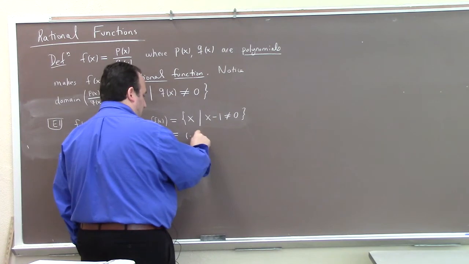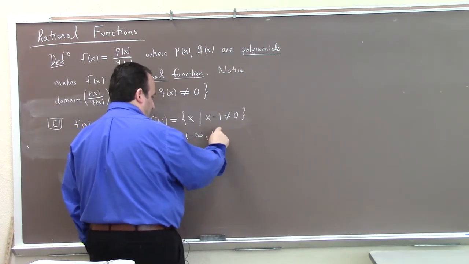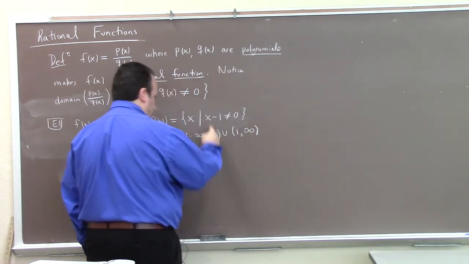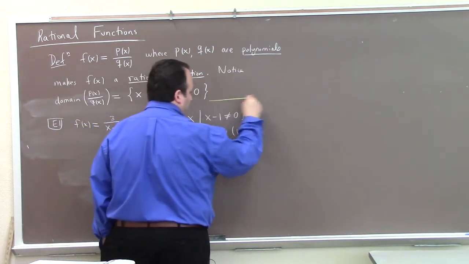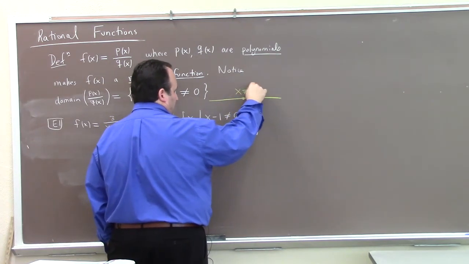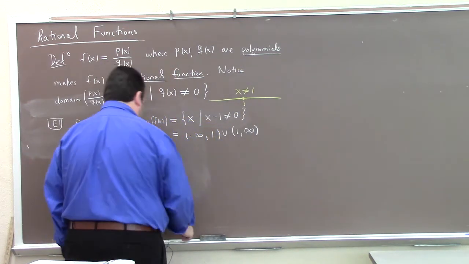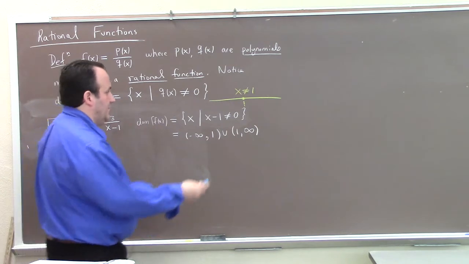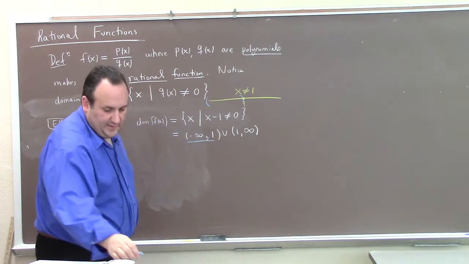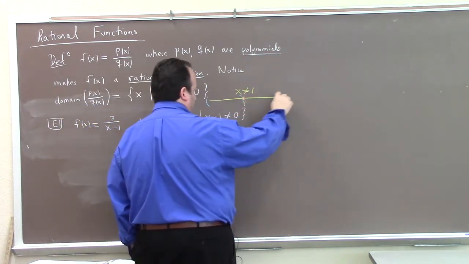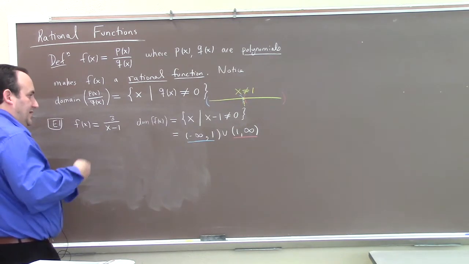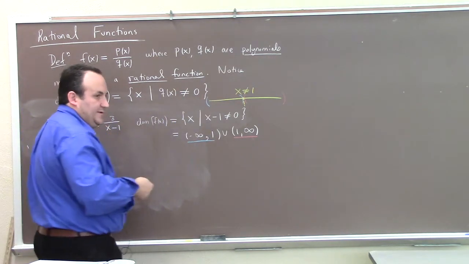So this is minus infinity to 1 unioned with 1 to infinity. Because what the condition above looks like on the number line is x is anywhere, but the one thing x can't be is 1. So you've got everything to the left of 1 for this piece, and then everything to the right of 1 for that piece. So that's the domain. But again, you could also write it just as x such that x is not equal to 1.